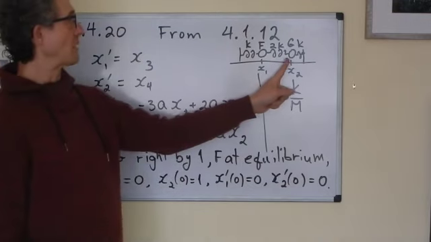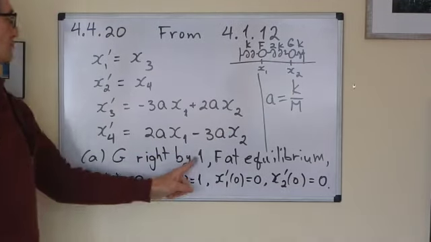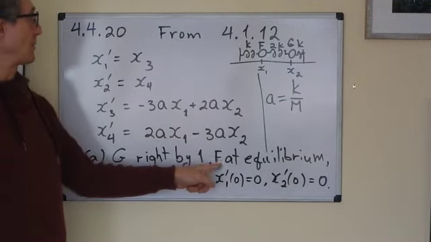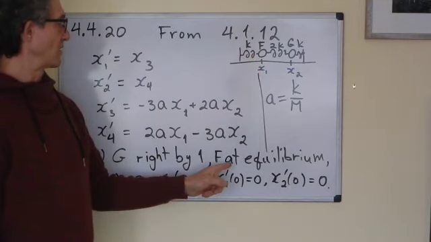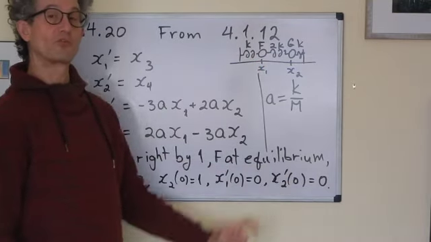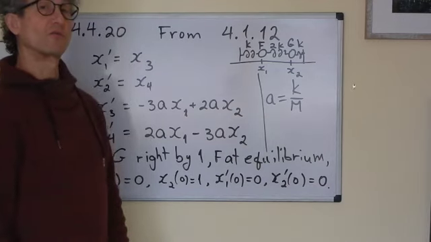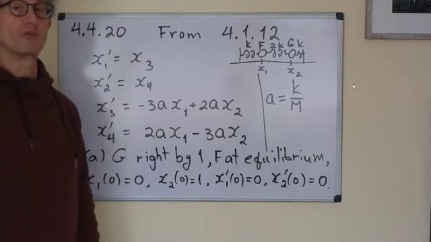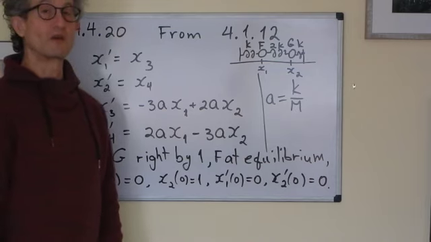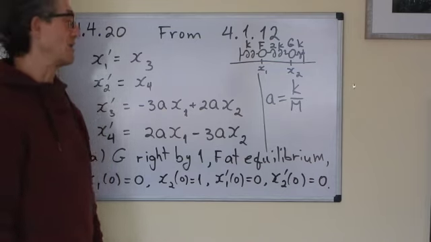Now the initial conditions that we're considering for this system are this. The object on the right is pulled to the right by 1. The object on the left is left at its rest position, at its equilibrium position, and then the system is let go. In other words, there's no velocity imparted to the objects at the beginning.